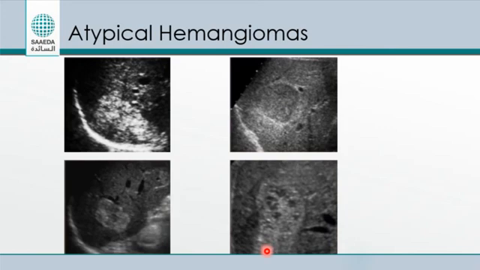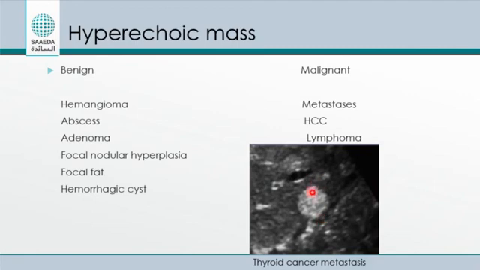Is every hyperechoic lesion in the liver a hemangioma? Of course not. For example, this case, which is typical of a hemangioma, was a metastasis from thyroid carcinoma. Okay, all of these lesions can appear as a hyperechoic lesion.